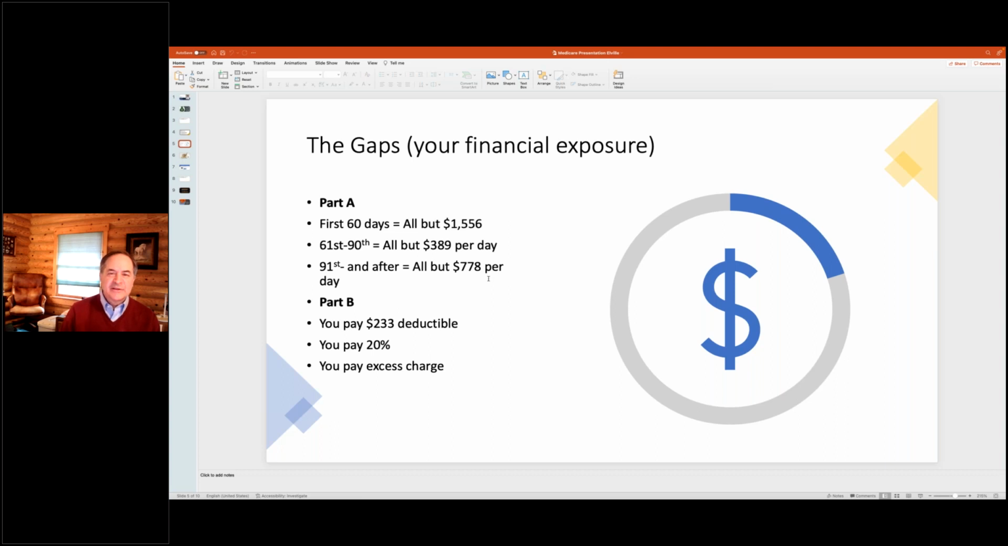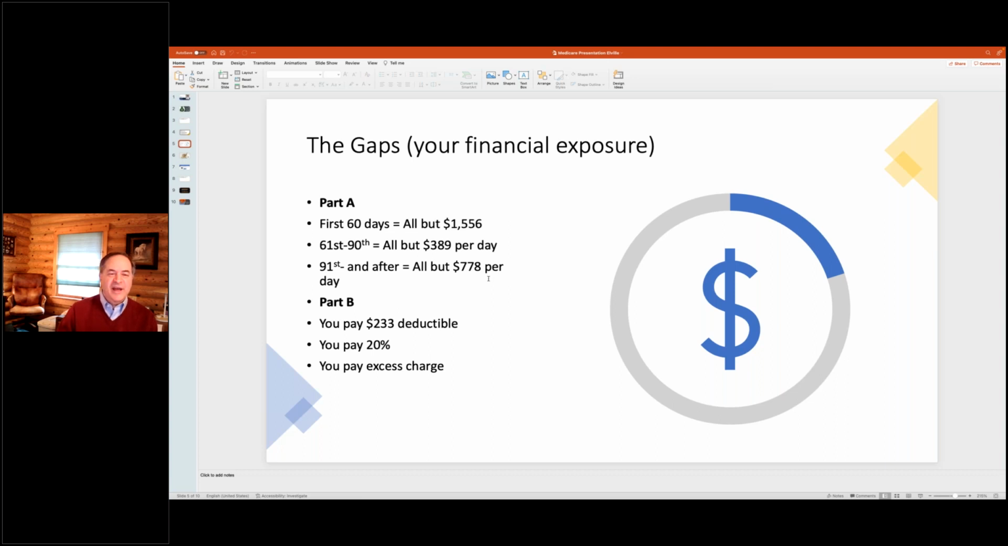But let's say now you go back into the hospital for whatever reason, say it's October, and it's obviously been more than 60 days since the last time you were in the hospital. Well, now you have to pay $1,556 again. So in other words, you could end up having to pay multiple hospital deductibles in a year if you don't have something to fill that gap for you.